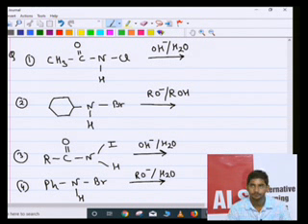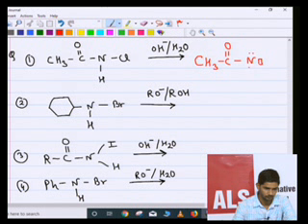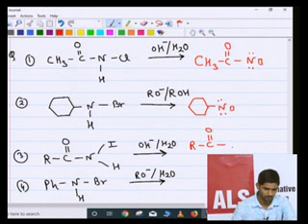Okay, that's cool. So let's see what would be the answers for these questions. This is answer number 1. I'm not writing the byproducts, because in organic chemistry there is not so much importance of the byproducts.